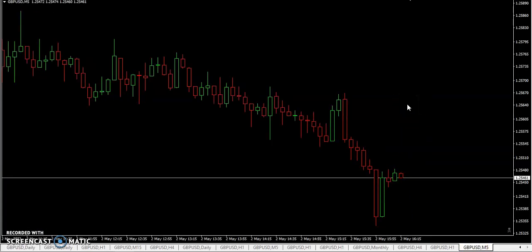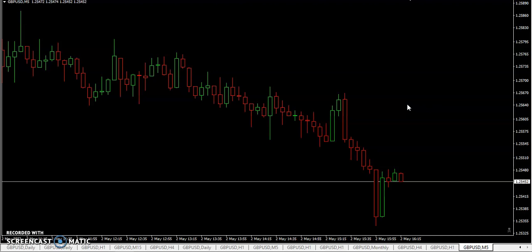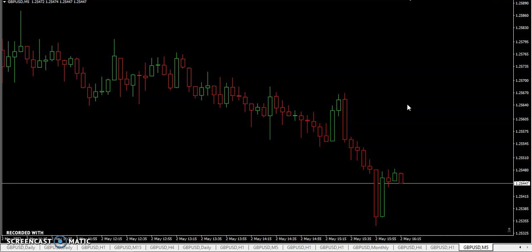So if I'm willing to lose $100 on a trade, that's how much I'm going to risk. I'm going to risk $100, and that's where my stop loss is going to be. That's where everything I do from that point forward is going to be. And it's just that simple.